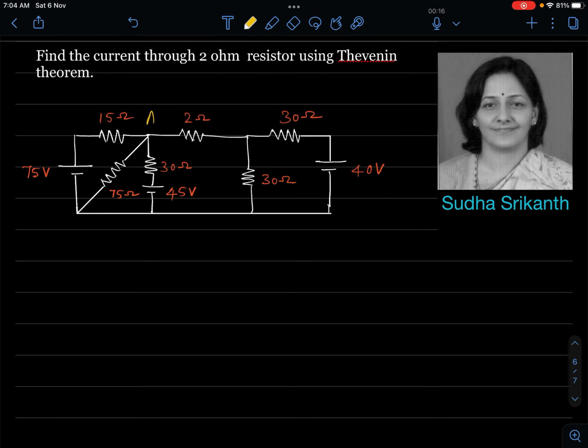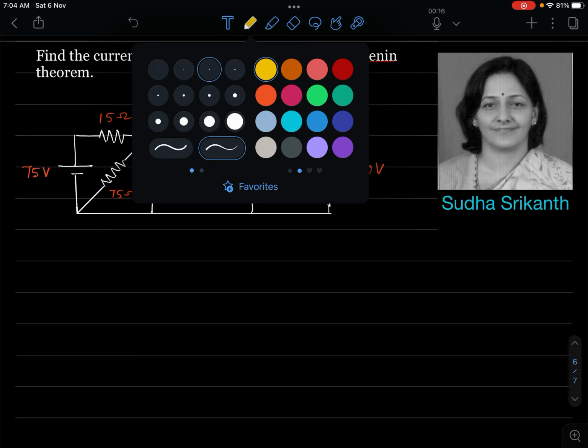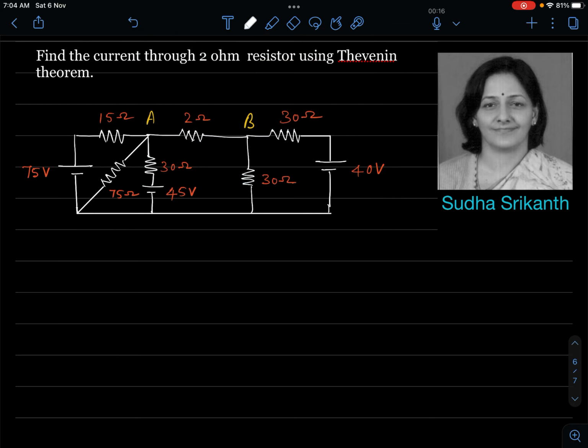We will try to name them. Let me call this A and let me call this B. So between A and B, the 2 ohm resistor is connected. So if we have to find the current through the 2 ohm resistor, we need to initially find the Thevenin's equivalent circuit between A and B. Later on, we can connect back this 2 ohm resistor and find the current through it. It is as simple as that. But initially, we need to find the Thevenin's equivalent network between A and B. These are the two terminals under consideration, A and B, right?